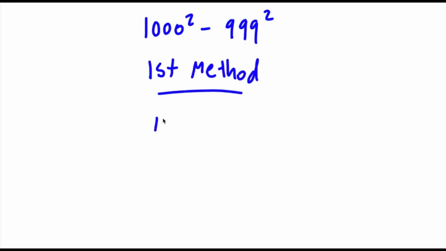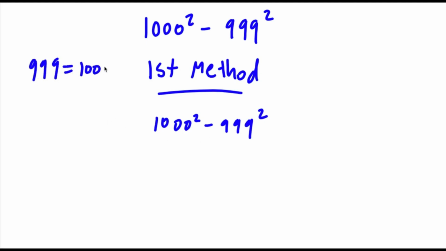is, well, we start with 1000 squared minus 999 squared, and then 999, this is the same thing as 1000 minus 1. So now I'm going to replace 999 with 1000 minus 1. So now I have 1000 squared minus 1000 minus 1 squared.